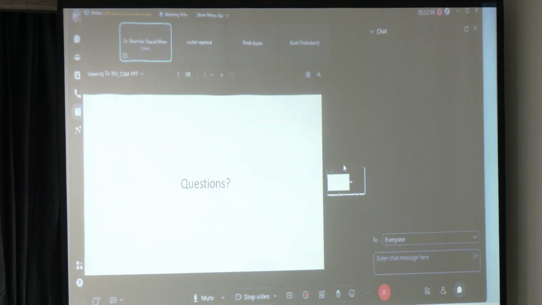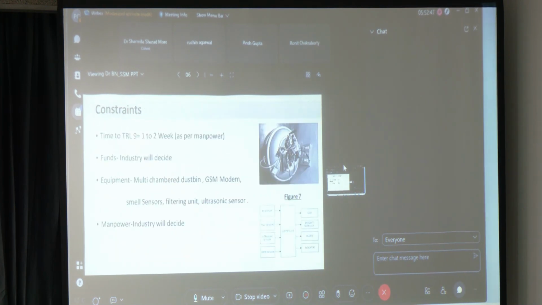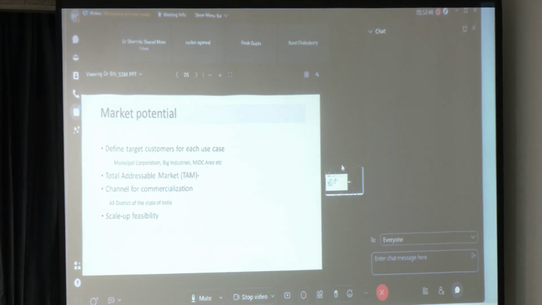Sir, any question? Sir, can you explain one kind of a live example of how this can be used effectively?